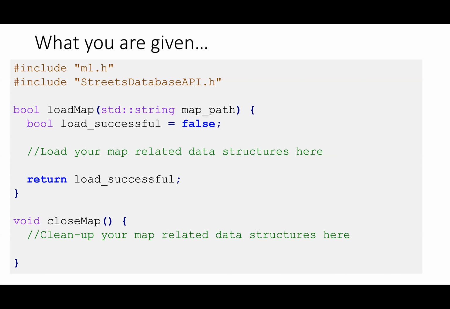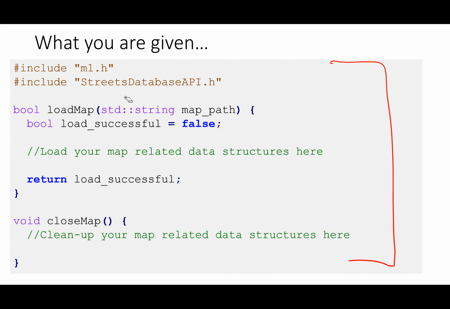Okay, so what are you given? You are given a little skeleton code to get you going. So you're going to have to include m1.h. That's the header file of the functions that you're supposed to implement. You can't modify it because we made it read-only, and that's on purpose. If you were to modify it, you would never pass the tests, right? The tests assume this interface. You're going to include actually both of the APIs we give you. So StreetsDatabaseAPI.h, and we also give you a lower level one, OSMDatabaseAPI.h. You're going to include both of those.